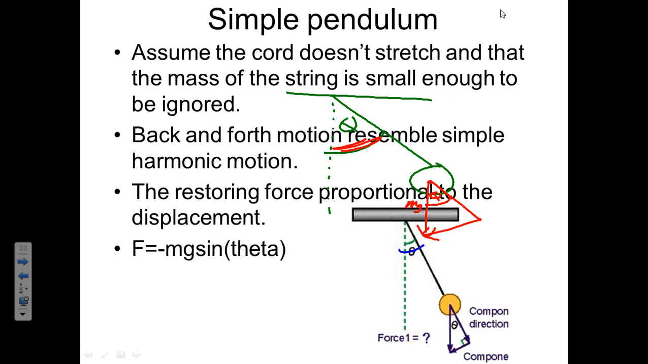Which one of my components is my restoring force? This one right here. That's the one that's pushing it back to equilibrium. What would this other component be? Which way is it acting? It's acting back that way. What's that going to do to the string? It's going to pull on the string. What do we call the force that's pulling on the string? Tension. So if we wanted to find the tension, how could we find that?